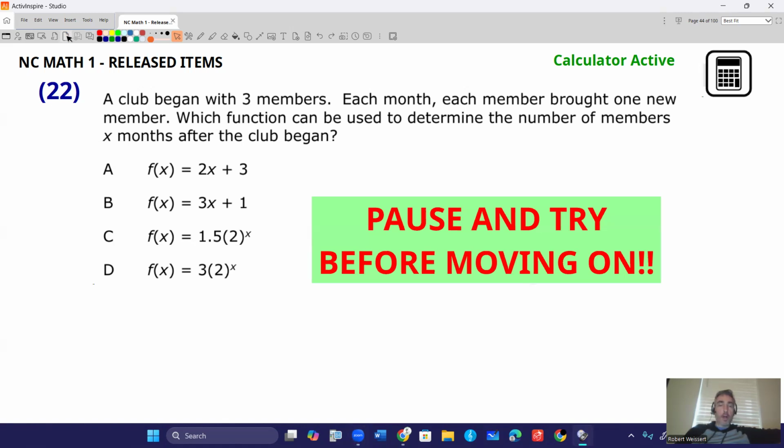See if you can figure this question out. Pause and try the question before you move on and check my answer. And then make sure you use the calculator if you need to. And we're going to go over this in 3, 2, 1.